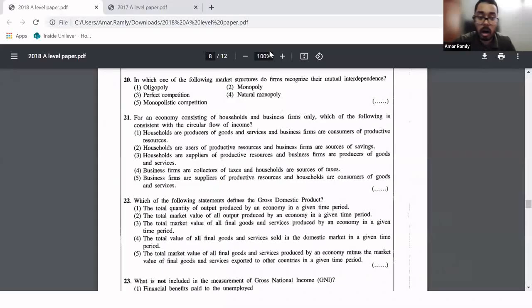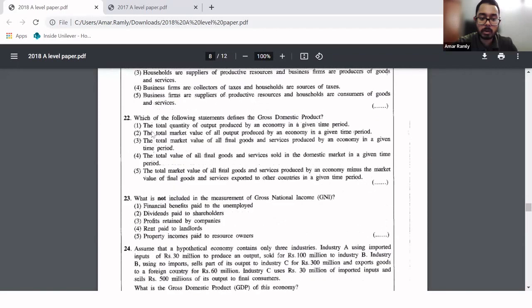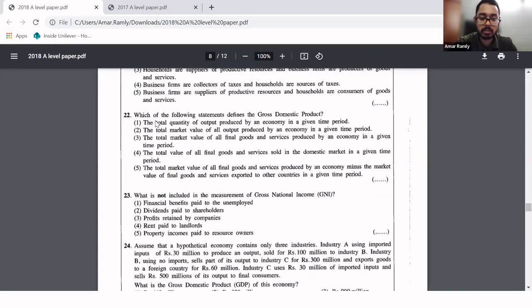So in terms of what your answer is, guys, households are suppliers of productive resources and business firms are producers of goods and services. That is what we just spoke about. 3 would be your answer. Guys, this should be a pretty straightforward question. Let me know what you guys get for this, for 22.